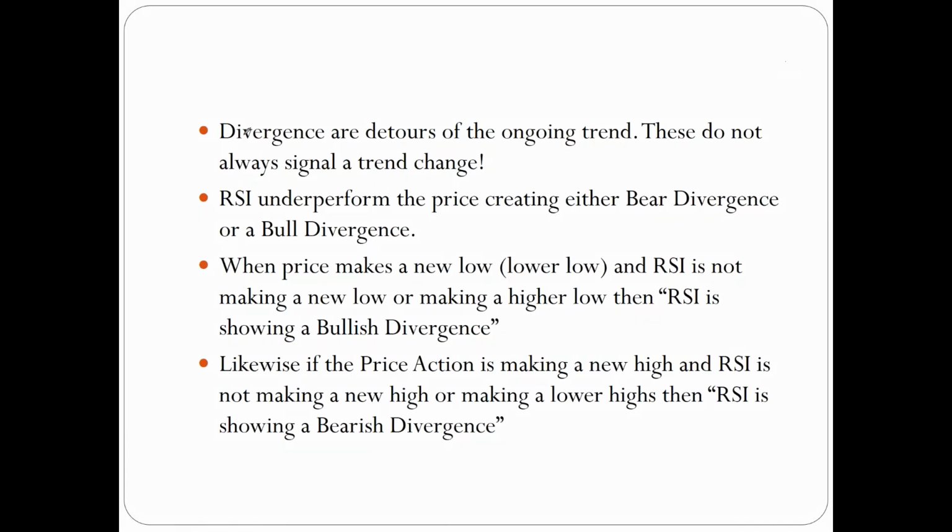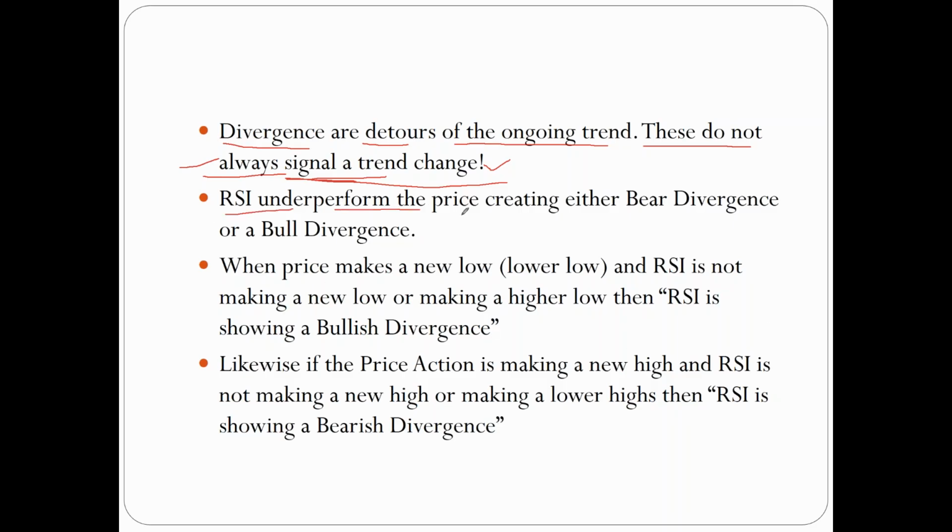Now, what divergence are? Actually, divergence are detours of the ongoing trend. These do not always signal a trend change, right? So, when we see divergence, that are detours to the ongoing trend. That means the ongoing trend may rest for some time at the place it is, or it may stay sideways, or it may correct a little from the current levels. But it does not signal a trend change always. So when does it signal a trend change? We'll come to know as we proceed in the course.